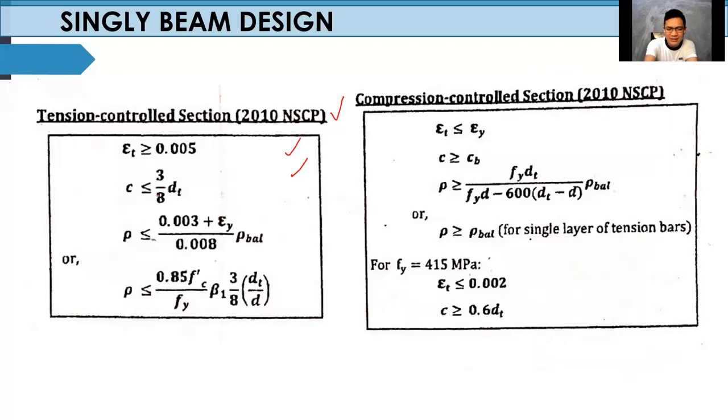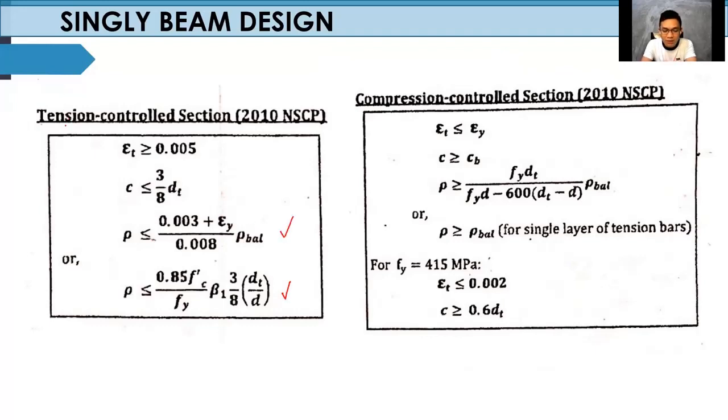C natin or yung ating height from the top papunta sa ating neutral axis, that is lesser than or equal to 3/8 dp. Rho natin is lesser than or equal to this one. Then, rho natin is this one. If ito yung sinabi, tension control.